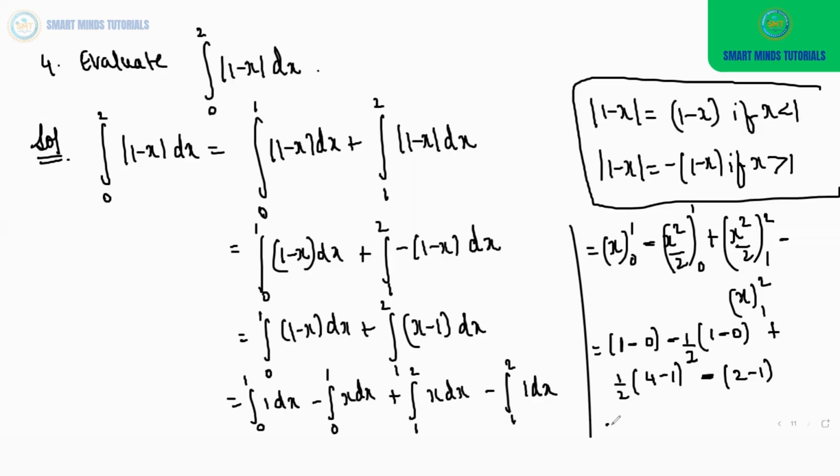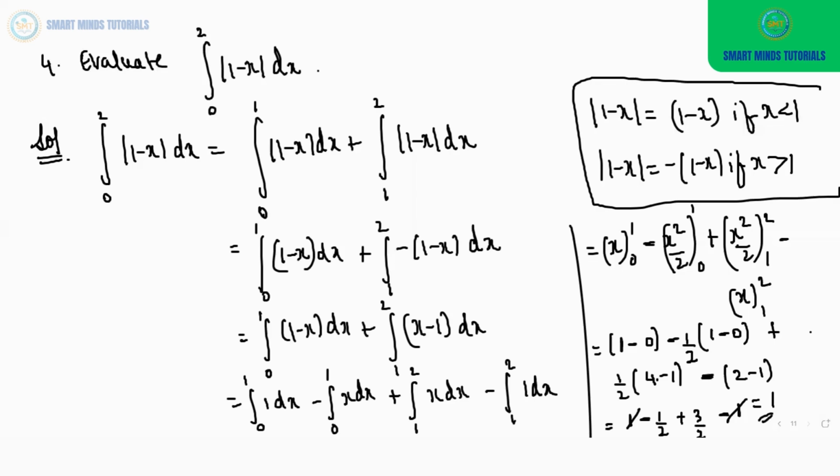Plus minus, don't make any mistakes. 1 minus 0 is 1. Minus 1 by 2 into 1 is 1 by 2. Plus 1 by 2 into 3 is 3 by 2. Minus 1. Now I can cancel plus 1 minus 1. 3 by 2 minus 1 by 2 is 2 by 2. 2 by 2 is 1. 1 is the final answer.